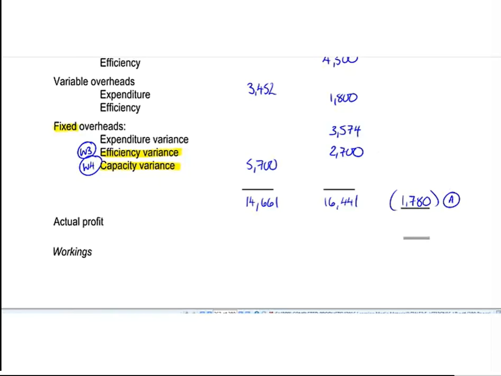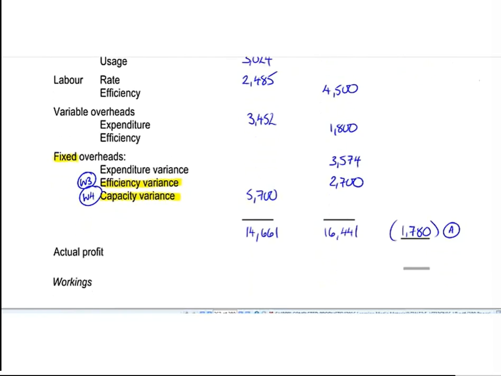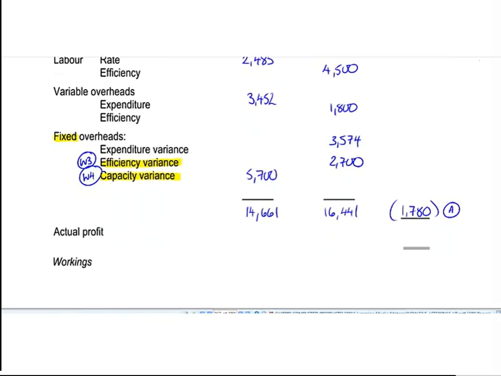Okay, so to finish off the statement, we're going to take our 42,000 flexed profit. We're going to deduct from that our overall adverse cost variance of 1780, which will reconcile down to an actual profit figure of 40,280.